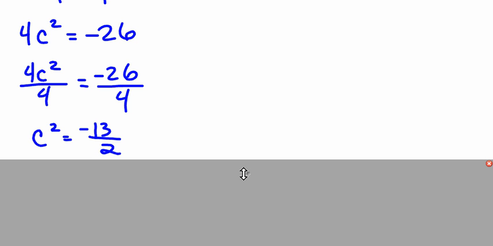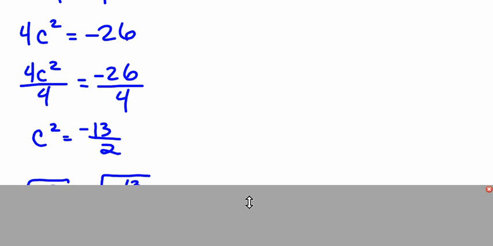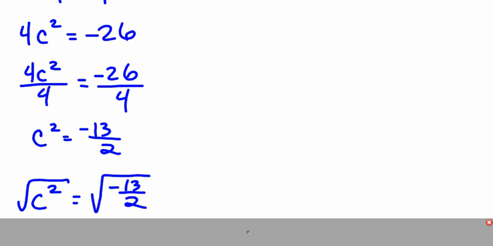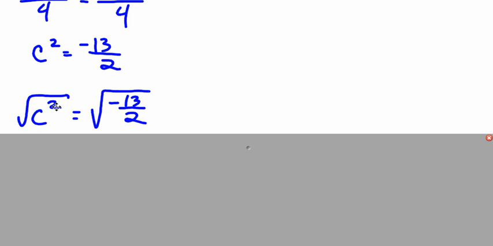We're getting closer to getting c alone, but it's c squared equals negative 13 halves. Again, how do you undo something that's squared? You square root it. So we'll square root each side of the equation. And we know the square root of c squared is the absolute value of c. And then I have the square root of negative 13 halves. Working with simplifying our radicals, we want to see if 13 and 2 have any common factors we can divide out. If not, let's see if we can simplify the numerator and the denominator separately.